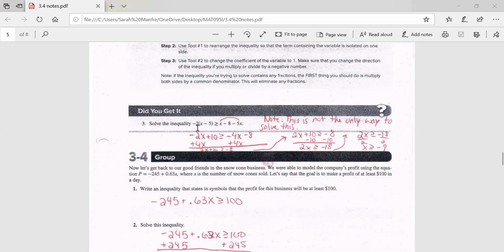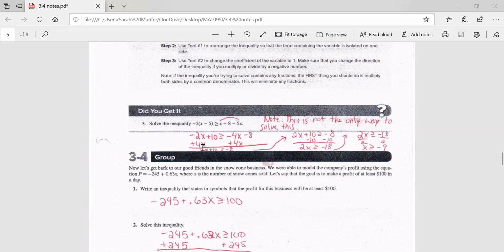When you distribute here, make sure -2 times x is -2x, -2 times -5 is +10. And then here, x and -5x, when they combine, they make -4x. And I just want to note that when I did this, you have to follow my arrows because I didn't have enough room, and this is not the only way you could do this problem. But I purposely added 4x to both sides first because I know that -4 is a smaller number than -2. And by adding 4x, I'm going to turn that into a positive x.